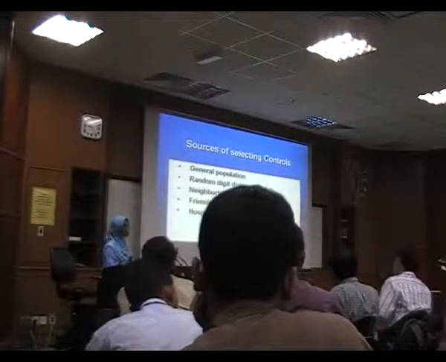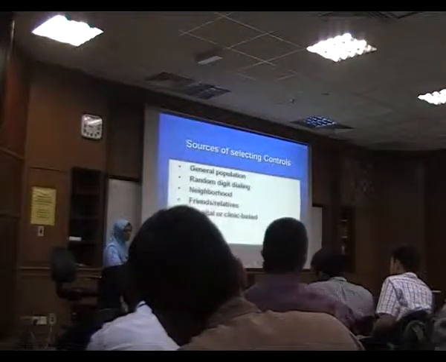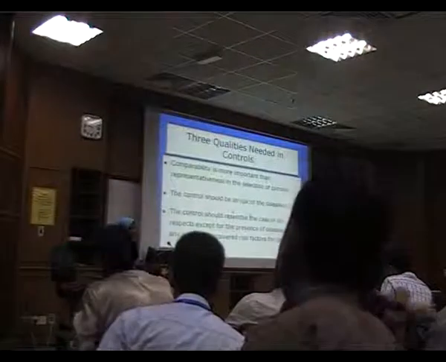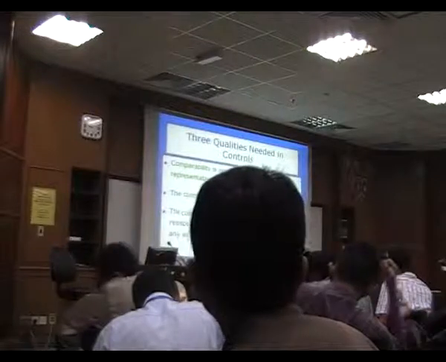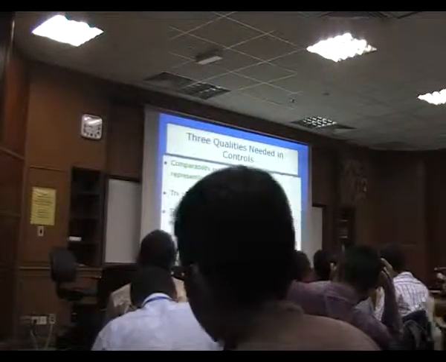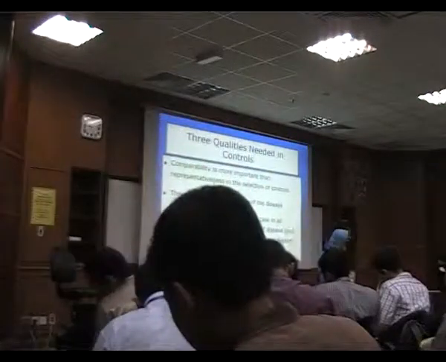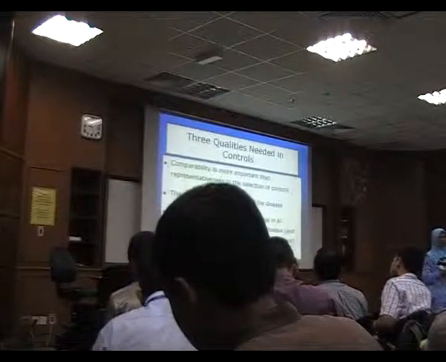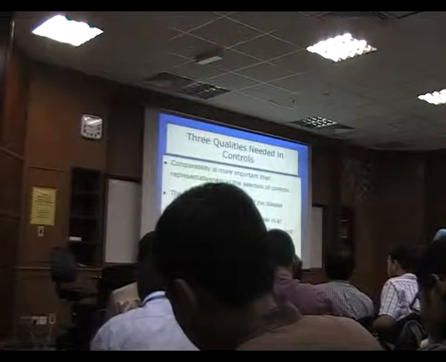So usually it depends on which population you are studying. Who are the sources of selecting control? General population, random disease, neighborhood, and so on. So there should be 3 qualities in control. Comparability is more important than representativeness in selecting control. So you select 50 cases, you have to select 50 controls. Can you select 50 controls from anywhere? No. Comparability is important, not representativeness. Okay? So you have to have certain criteria.